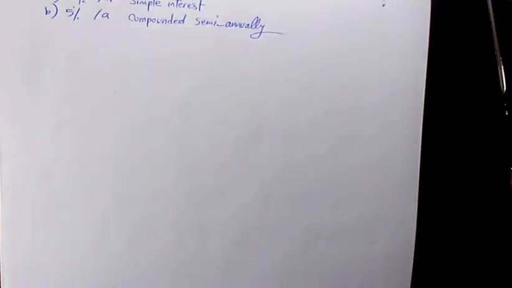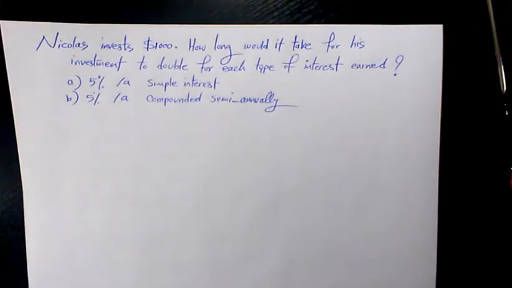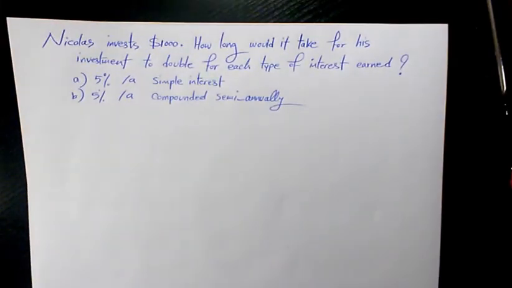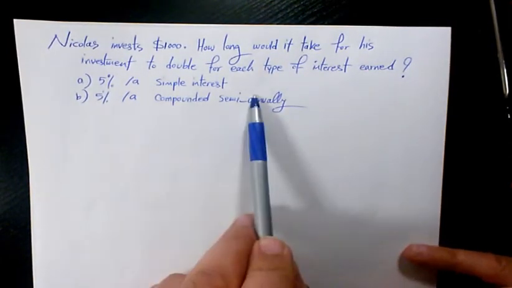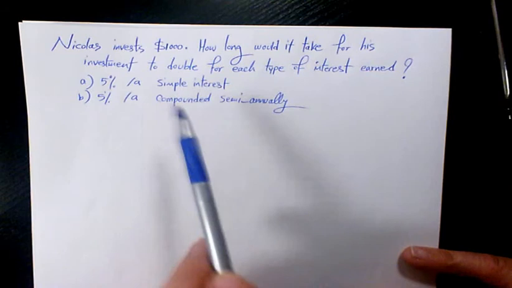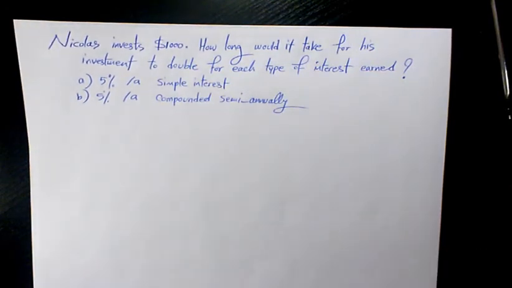Let's see the next example. It says Nicholas invests $1,000. How long would it take for his investment to double for each type of interest earned? 5% annually simple interest or 5% compounded semi-annually.